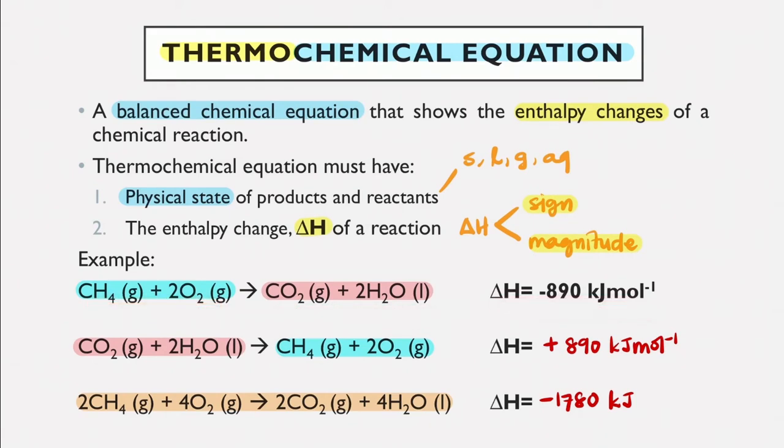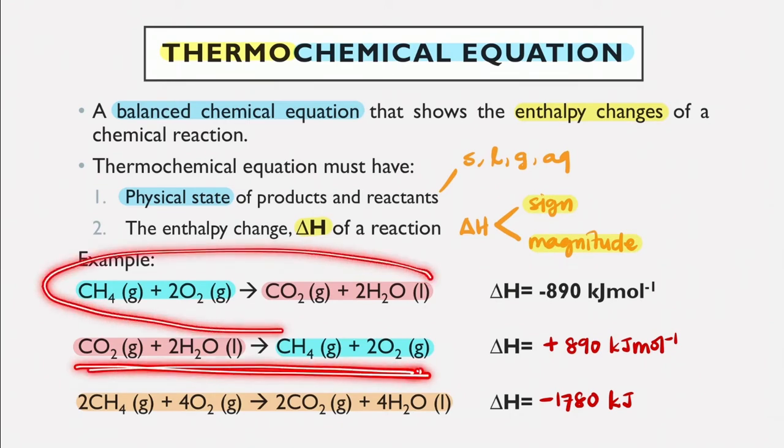So for this reaction, where methane reacts with 2 moles of oxygen gas, you will get 1 mole of carbon dioxide gas and 2 moles of liquid water. In this reaction, it is an exothermic reaction where this reaction will release 890 kilojoule per mole of heat. For the second one, if you notice, this reaction is the reversed reaction of this one.